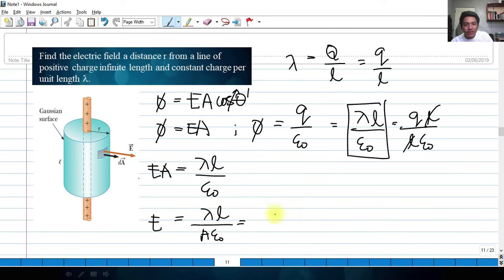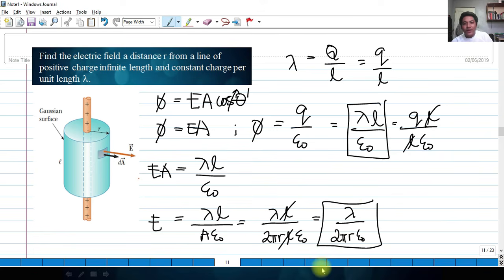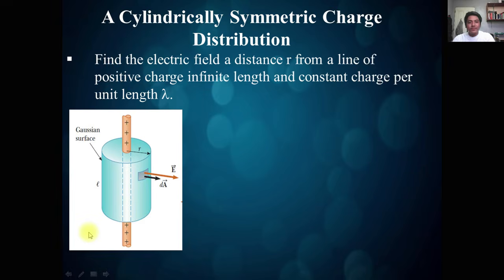The surface area for a cylinder with length L should be 2 pi RL. So we have lambda L over 2 pi RL multiplied by epsilon sub 0. The L's will cancel here, and we have lambda over 2 pi R epsilon sub 0. So that must be the electric field at any point at a distance R from the positive line of charge.